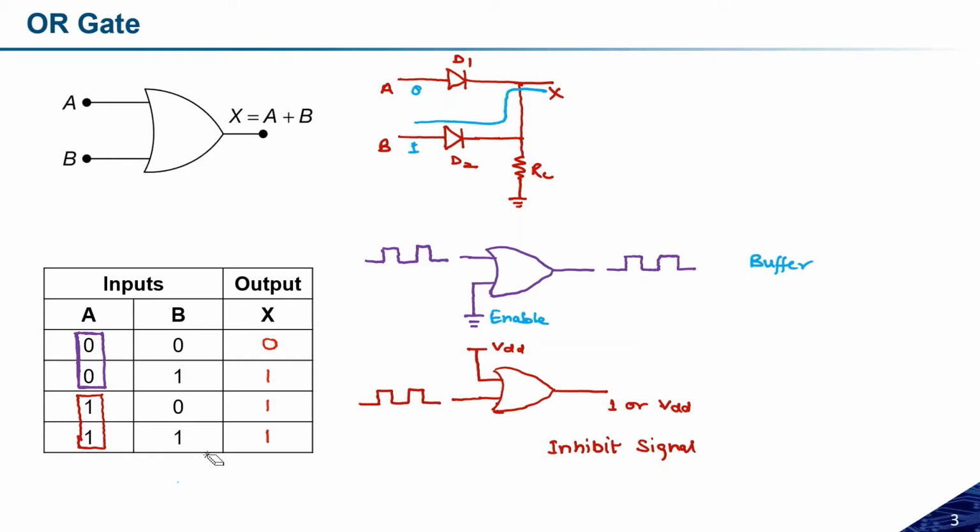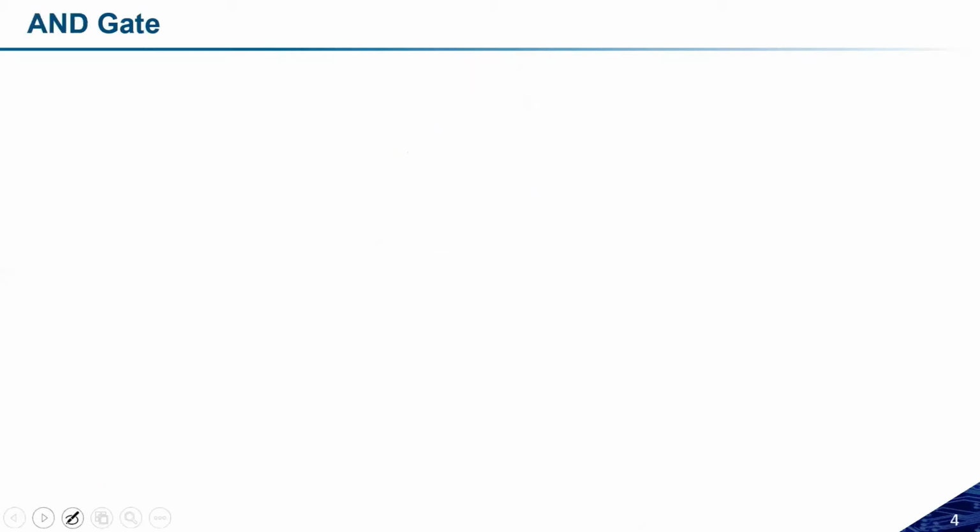Fine. So this is the important thing that we should consider. Now let us talk about the AND gate, how the AND gate looks like, and how we can make it.